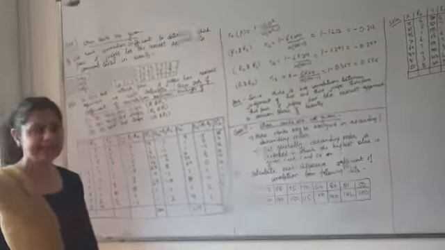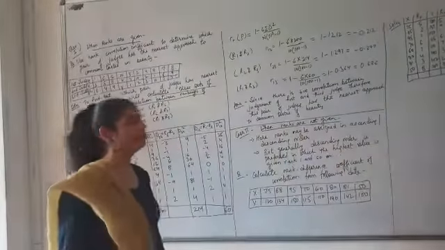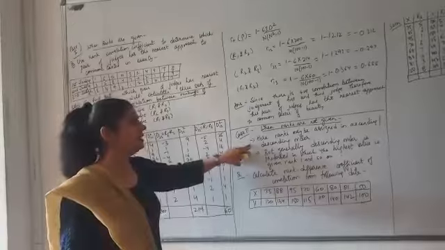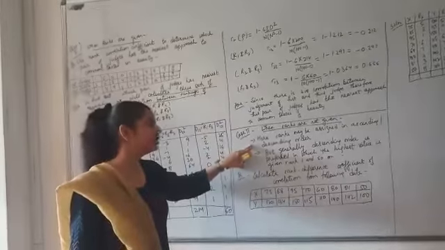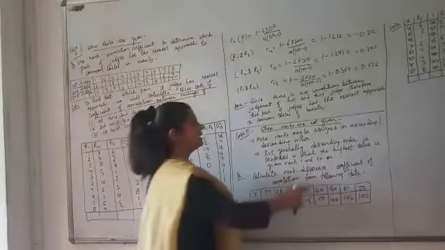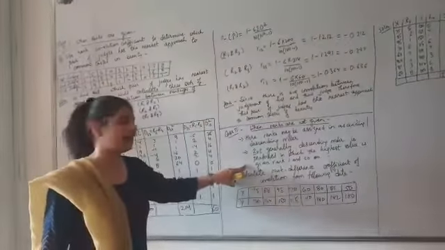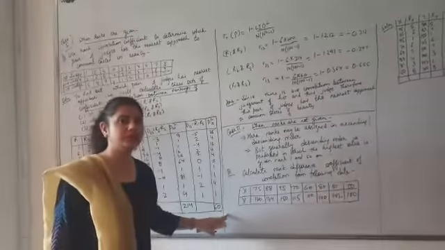Now, the second case, when the ranks are not given. So what do we have to do here? We have to assign ranks, and the ranks may be assigned in ascending order or descending order. Generally, it is preferred to give rank in descending order. The highest value is given rank 1, and so on. So we will proceed with the numerical.